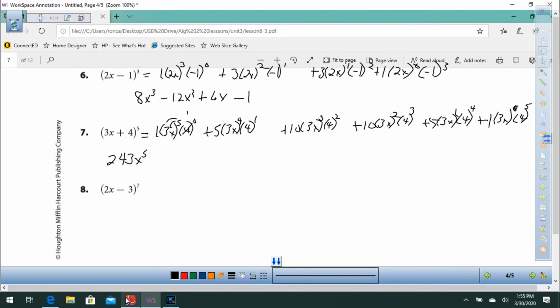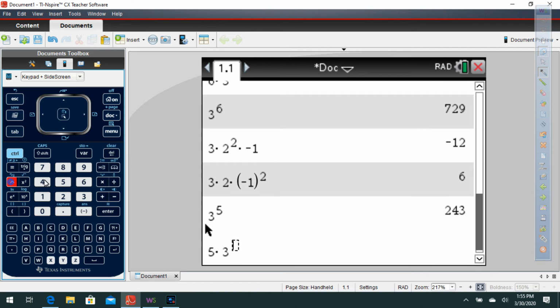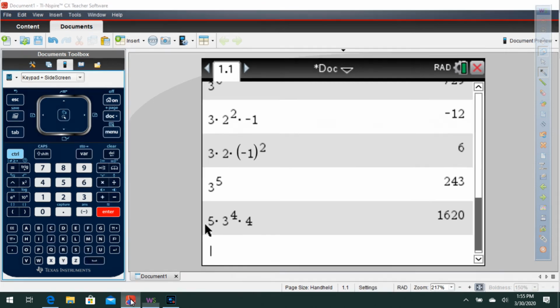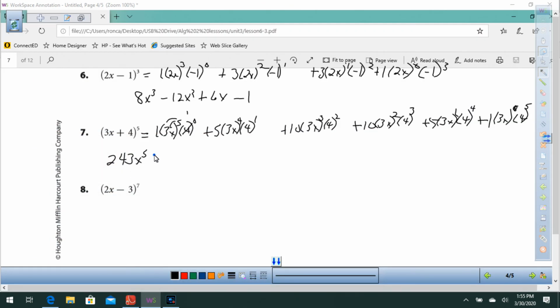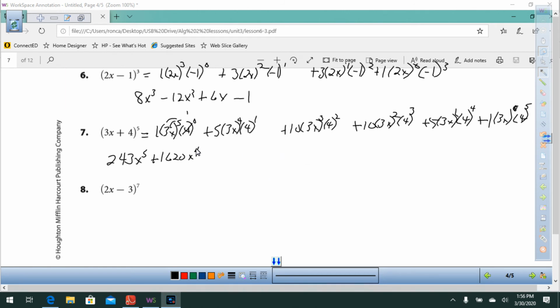So next we got 5 times 3 to the 4th times 4. And that's 1620 plus 1620 x to the 4th. All right, so that's the second one there.